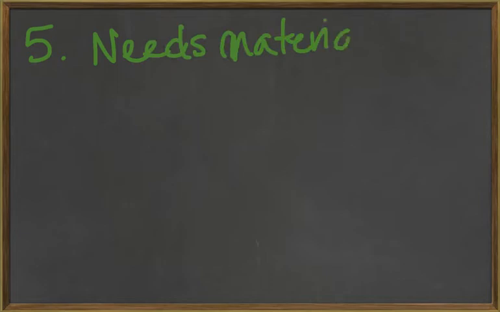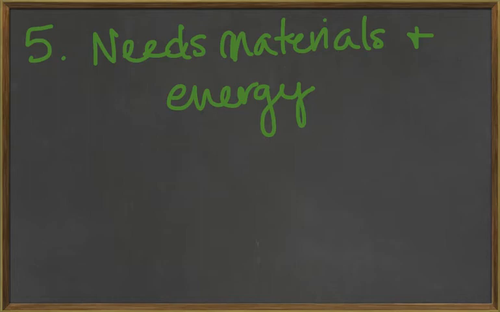Your fifth thing, needs materials and energy. In order for a cell to live, it needs certain things in order to do so. Just like we need glucose. We have to have glucose in order to make the energy that gets us from first block to second block, or from home to soccer practice. We've got to have the energy to keep ourselves moving.